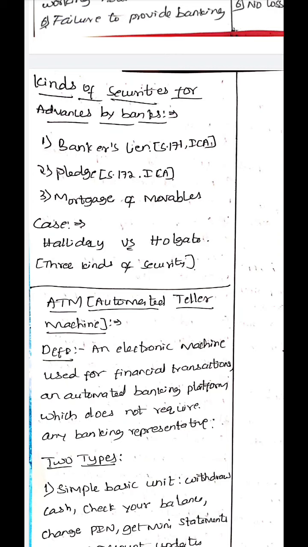The next is mortgage of movables. In a mortgage, temporary ownership is also passed and the holder of the property can use that property. In the case law Halliday versus Holgate, it was held that these three are the kinds of securities.